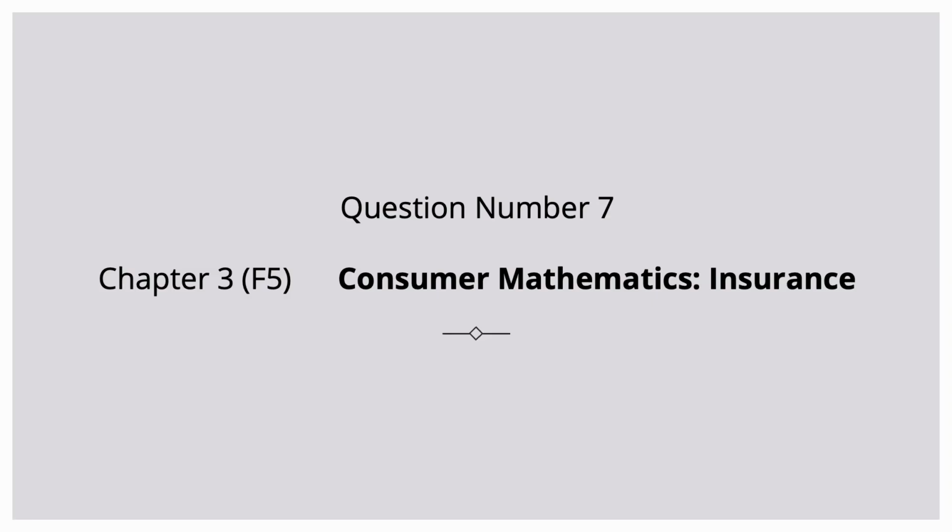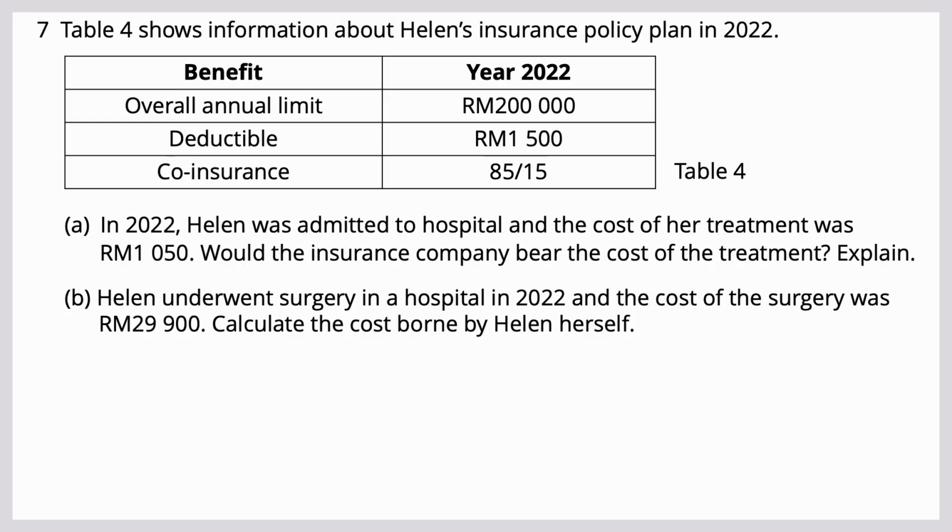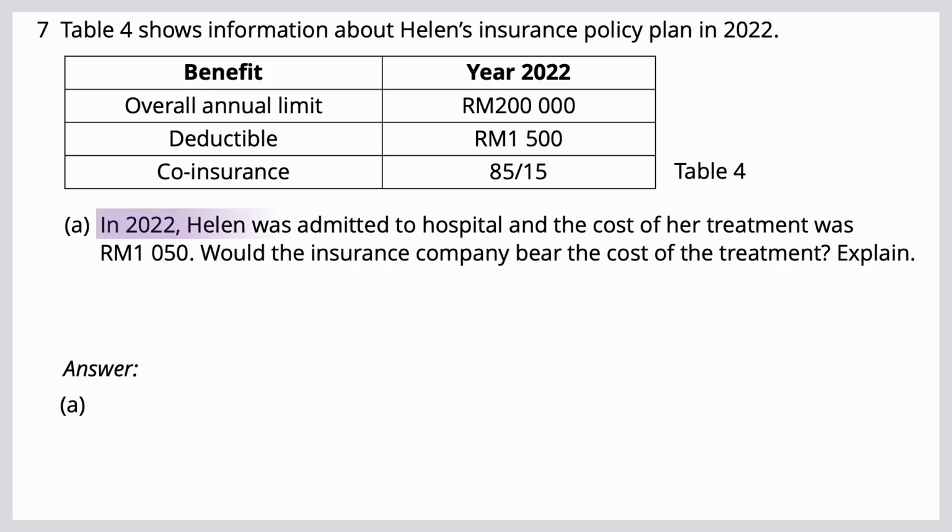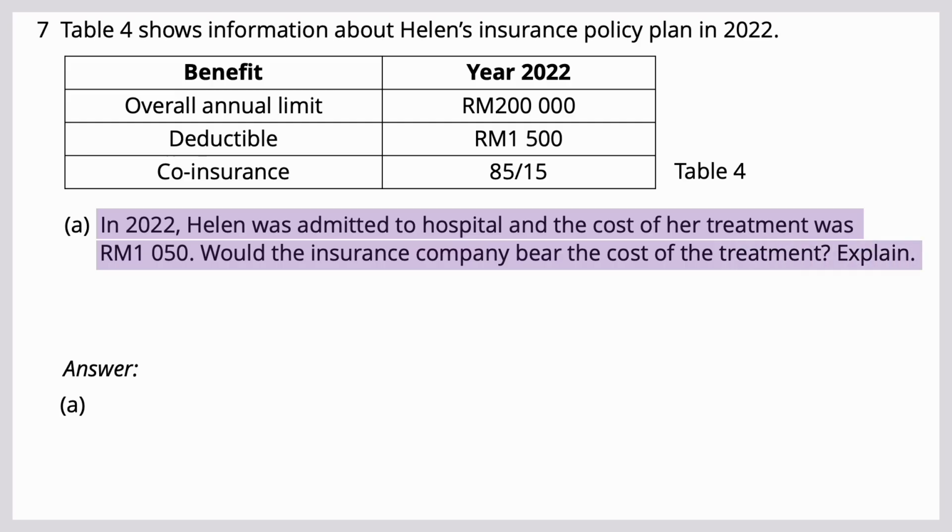Question number 7. A. In 2022, Helen was admitted to hospital and the cost of her treatment was 1050 ringgit Malaysia. Would the insurance company bear the cost of the treatment? Explain.